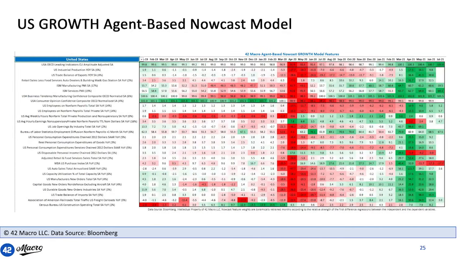On slide 25, just showing all the line items in our US growth agent-based nowcast model. As you can see, April was the peak. We're starting to decelerate. And when does that trend really start to take hold, that trending deceleration? Again, we think September will be the month where the investor consensus is broadly aware of that trend lower.